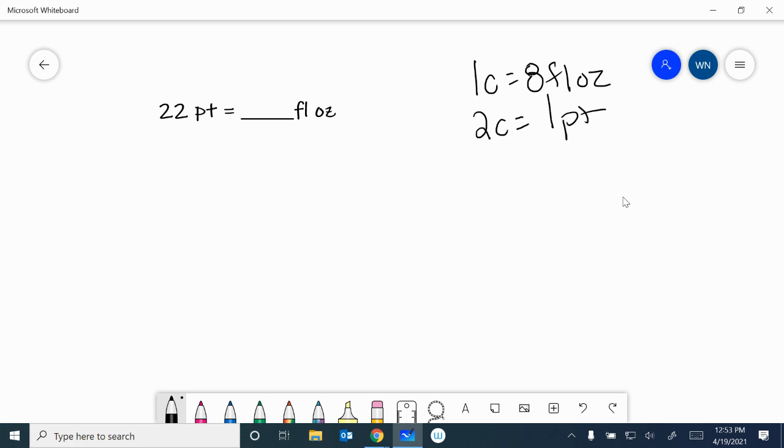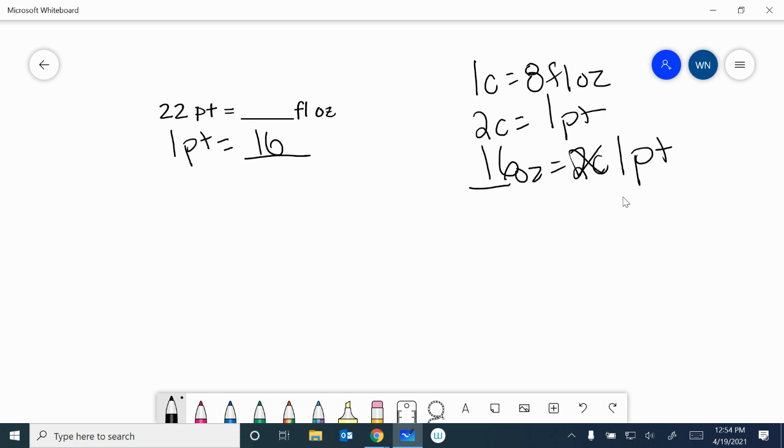So I want to figure out how many ounces are in 2 cups. And I know that 2 times 8 will give me 16. So if there's 16 ounces in 2 cups, that means that there's 16 ounces in 1 pint. So 1 pint equals 16 fluid ounces. So if 1 pint equals 16, we know that the pint number is going to be smaller and there's going to be more ounces. So I know I'm going to have to multiply.